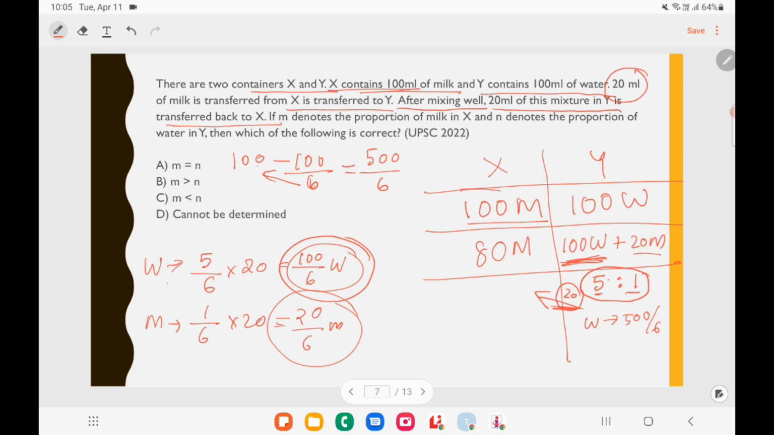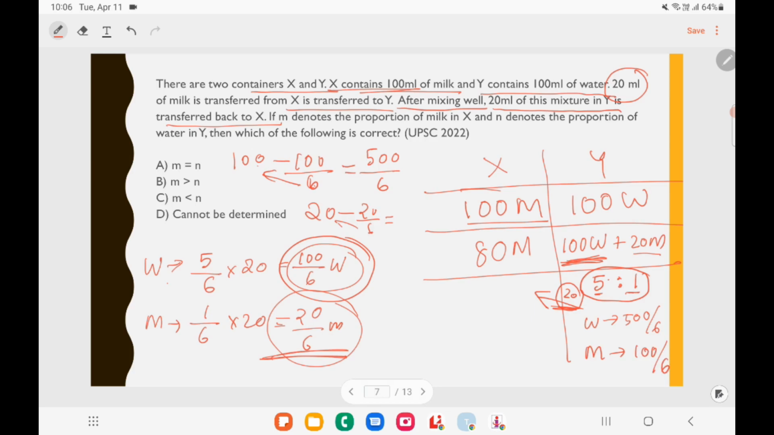Now we need to know how much milk is there in Y. So Y was having 20 ml of milk initially. From that we are transferring 20 by 6 milk, so 20 minus 20 by 6. Cross multiply, you will get 6 into 20, 120 minus 20 by 6, it's 100 by 6. So there will be 100 by 6 milk in Y.